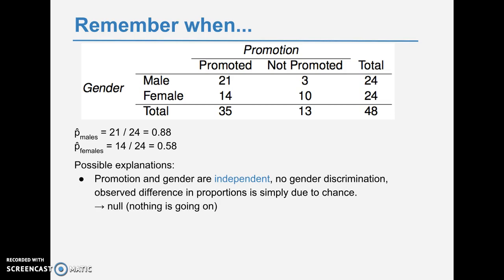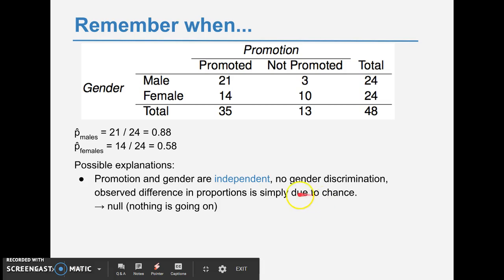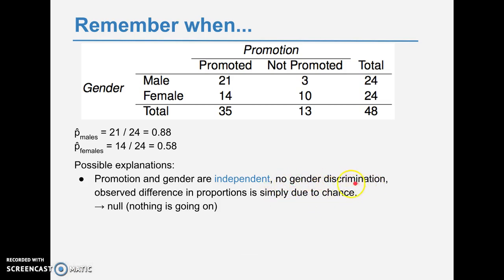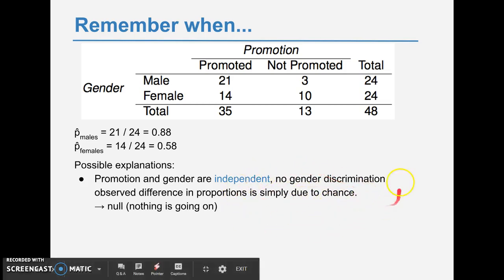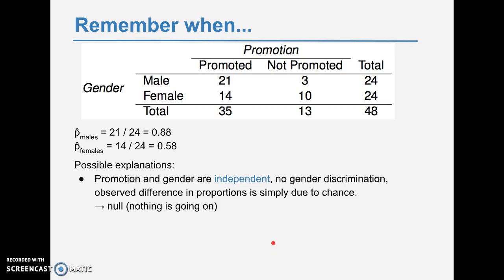Now promotion and gender, well, they should be independent. If they are independent, then we have no discrimination. Remember, independent means that given that it's a male or a female, the chance of being promoted should be the same. So independence is a good thing here. And if they are independent, then there should be no gender discrimination. However, if the proportion is significantly off based on a certain threshold that we will study, it could be off just based on chance. The next sample could be more females promoted than males, so we don't know that.